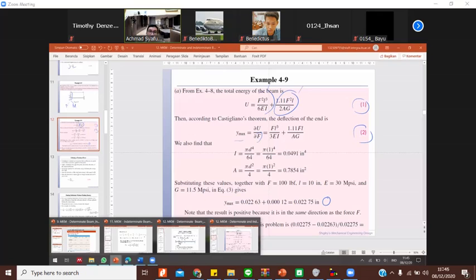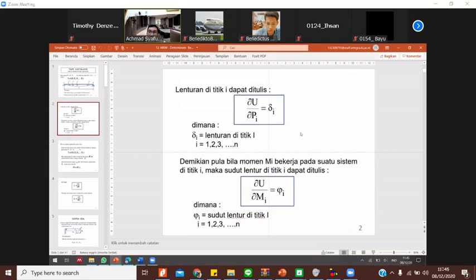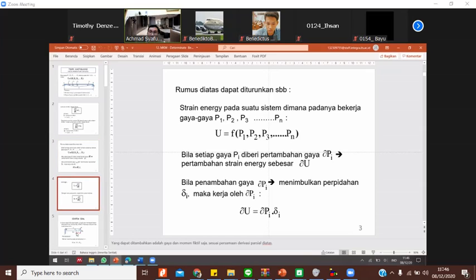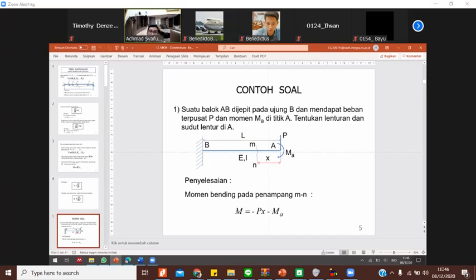Let's see another example from another slide. This is Castigliano's law as well, with strain energy. This is the first theorem with respect to the force, and this one you should remember: the angle of rotational displacement with respect to the moment. Exactly similar. This is one example. You can repeat it later.